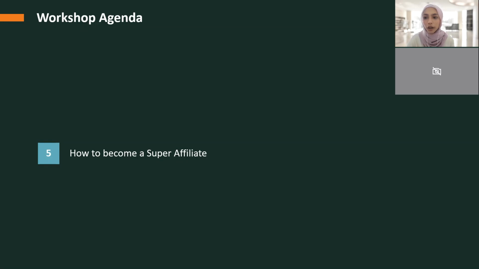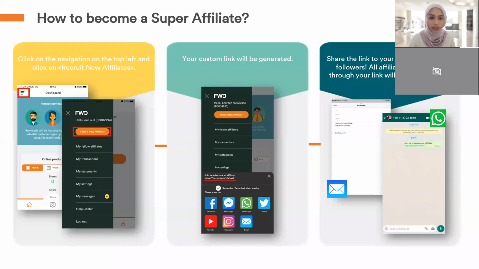So now that you know how to share the products and you know a little bit more about the products, we also have another program called the Super Affiliate. So this is like a step up from being just a normal affiliate. How you can become a super affiliate is you have to first recruit your own affiliates. You need to have your own network.